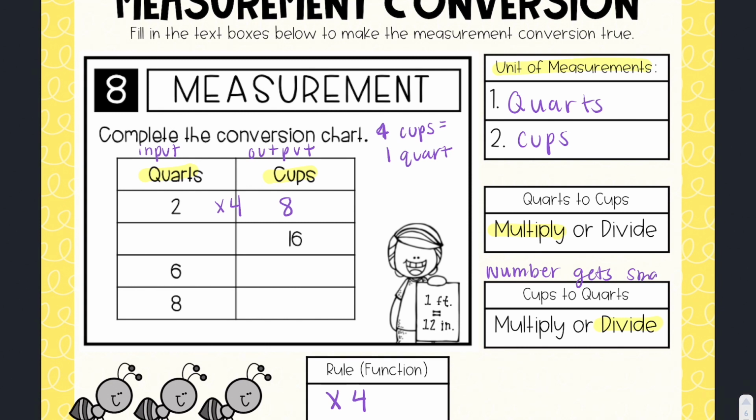So when I'm going from cups to quarts, the number's actually getting smaller because I'm using a bigger unit. So 16 divided by 4 is 4. I'm going from quarts to cups, so I multiply by 4. So 6 times 4 is 24, and then 8 times 4 is 32.